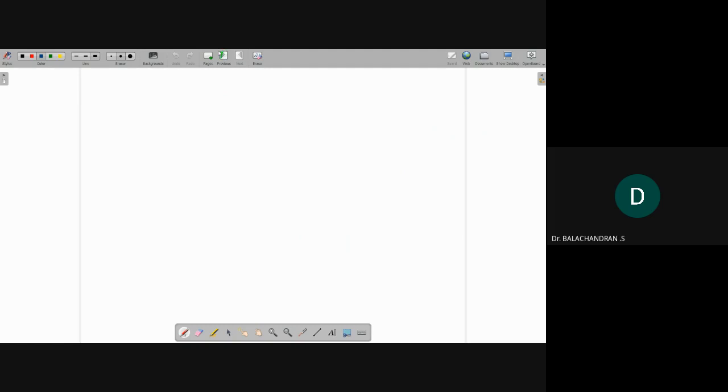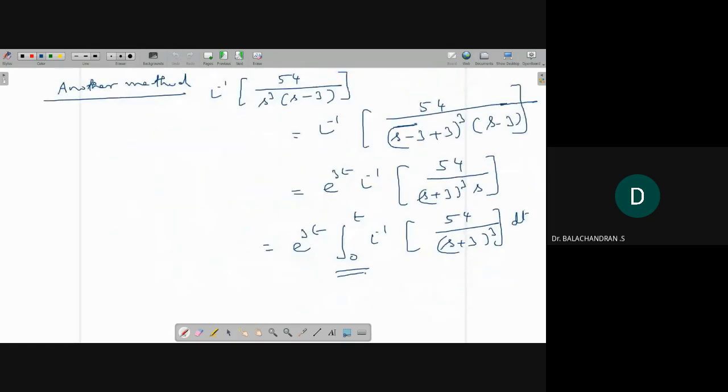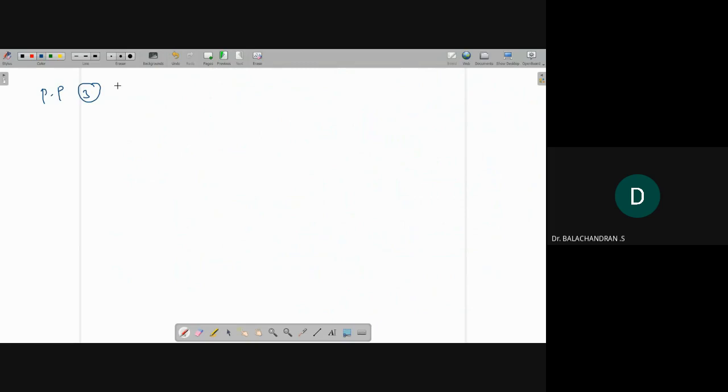Okay. So the next problem is, you try this problem. It's a practice problem. The next problem number 3. L inverse of 1 by s into s square plus 4s plus 5. The final answer also I'll give: 1 by 5 into 1 minus e power minus 2t into 2 sin t plus cos t.